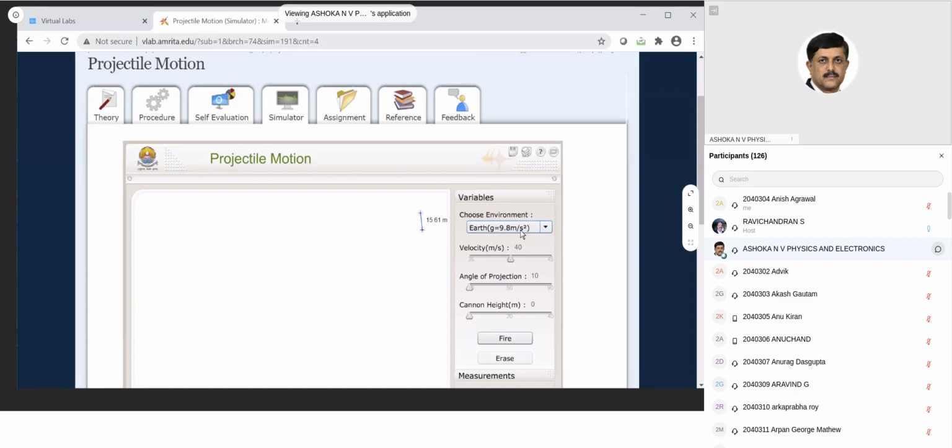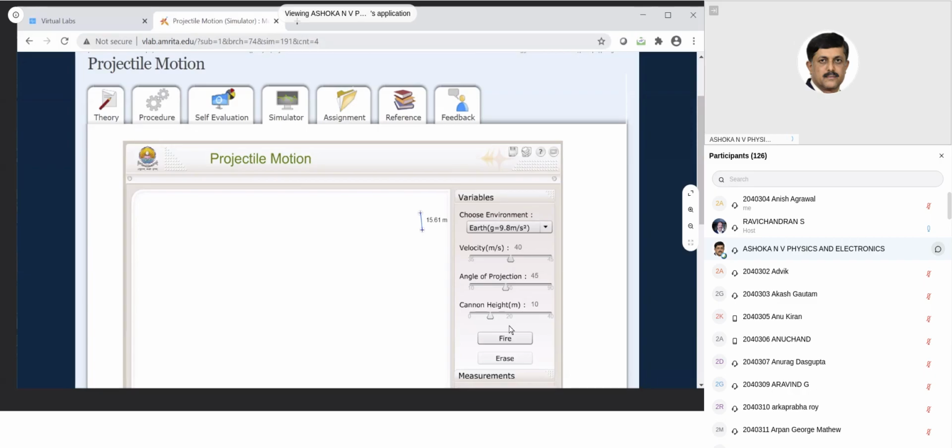Acceleration due to gravity on the surface of the earth is 9.8 meters per second square. Angle of projection, as I told you, for maximum range is 45 degrees. I will vary this angle of projection and keep it at 45 degrees. Then the cannon height they have given, you can vary this also from 0 to 40. Let me keep it somewhere around 10. That's enough for me. You can keep it constant throughout, or if you want, you can vary it for different values.